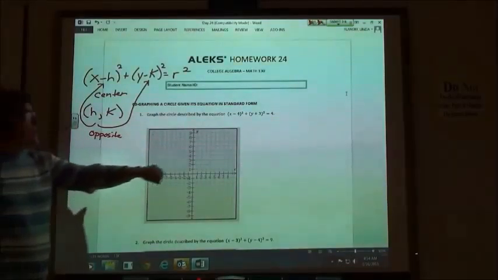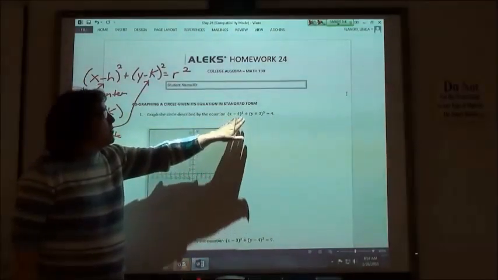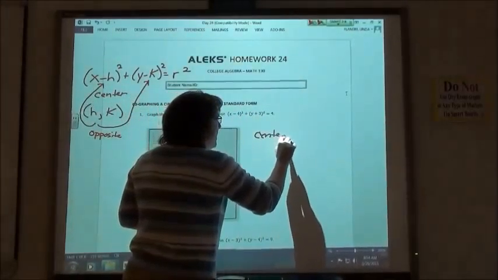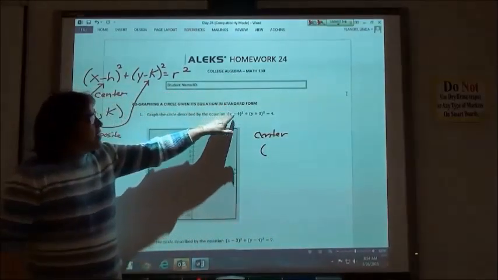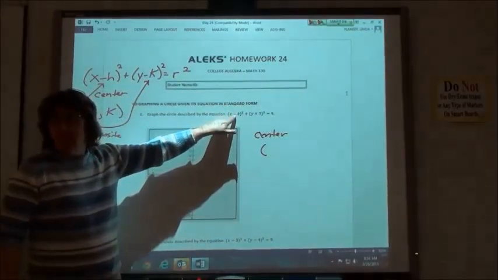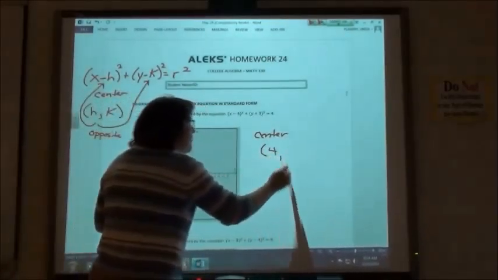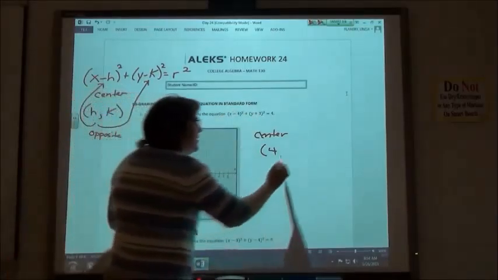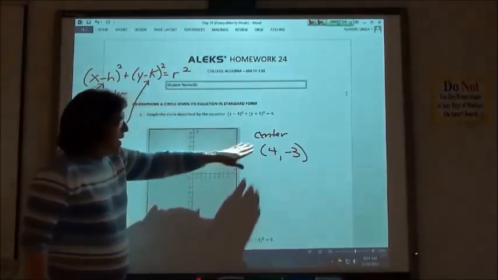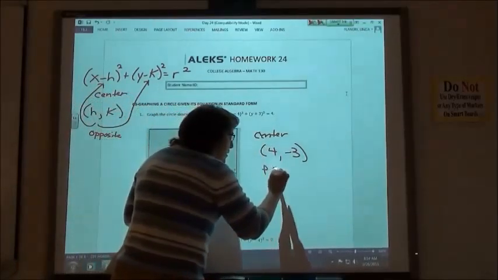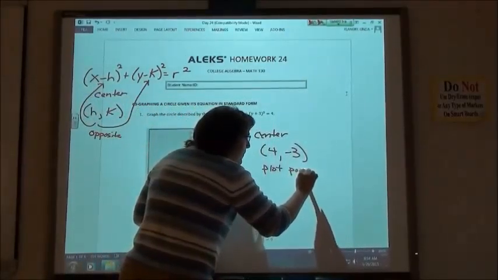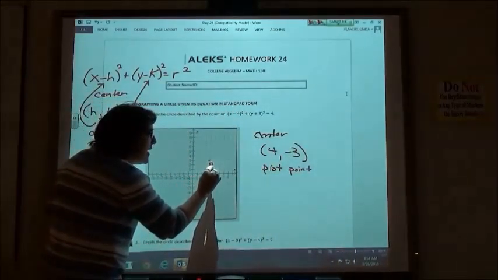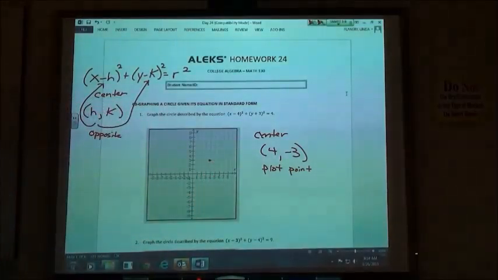So if I have the equation (x - 4)^2 + (y + 3)^2 = 4, the center is going to be at, and I use the opposite of this number, so the opposite of negative 4 would be positive 4, and then the opposite of positive 3, negative 3. So again, if you're not sure where that is, use the plot point. Or if you know where it is, you're going to go over 4 and up 3, and that's where the middle of your circle is going to be.